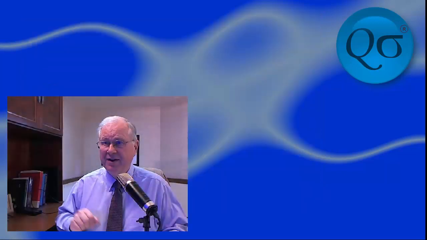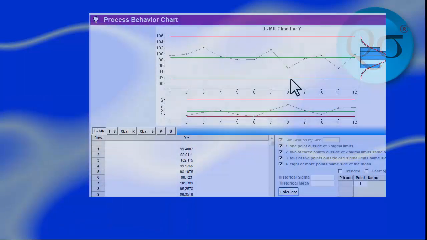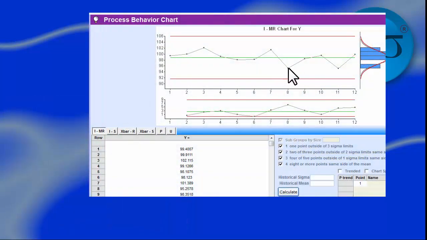Number 5, an I and MR chart can tell you if it's really time to adjust your process or not. When a process is running like this and we get a low point, the temptation is to adjust the machine, to adjust that up. That's bad practice. That's not sufficient evidence to change the machine, and it will result in greater variation.